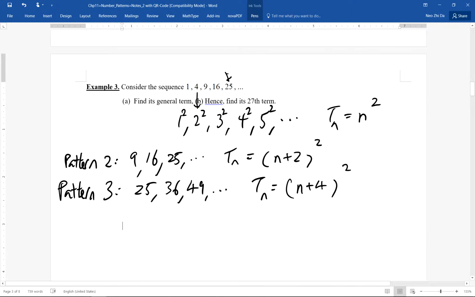Okay, so now we can check. If I want to find this, I must sub in n equals 1. When I sub in n equals 1 into this formula, I must get 25. So 1 plus 4 is 5. 5 squared, 25. Understand, class? Okay. Can we have another practice? This is the last time for this question. After this I'm moving on to another set of unique questions.